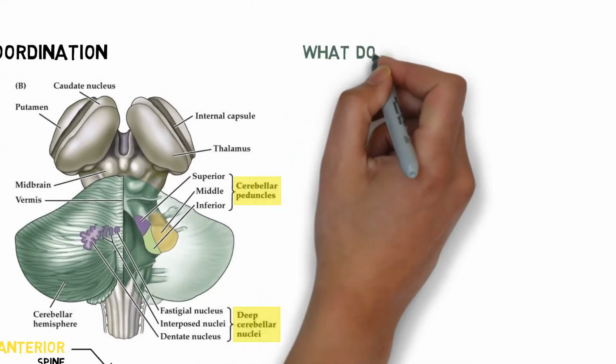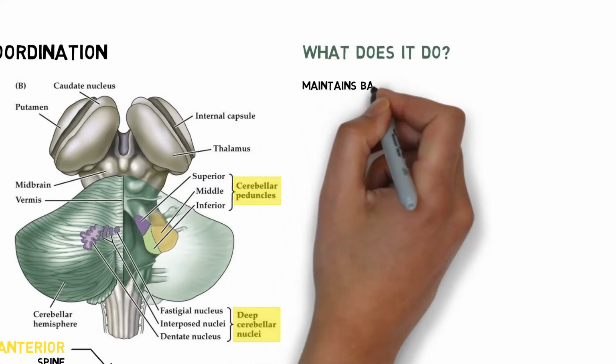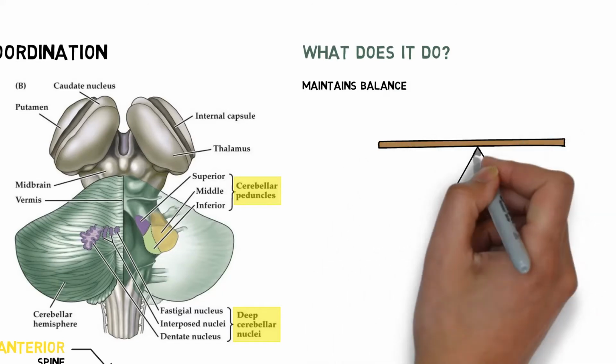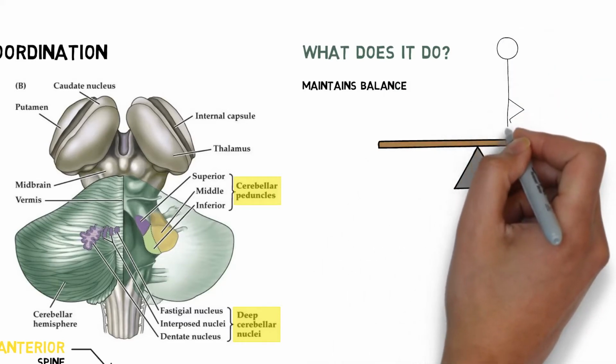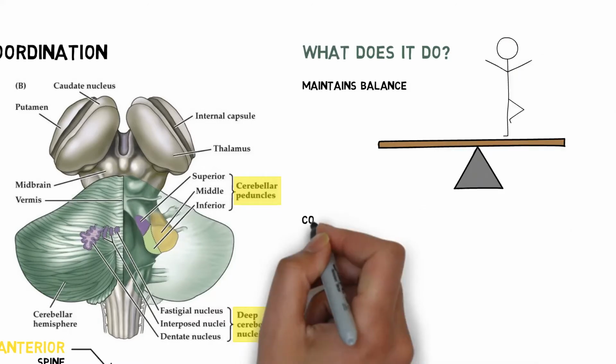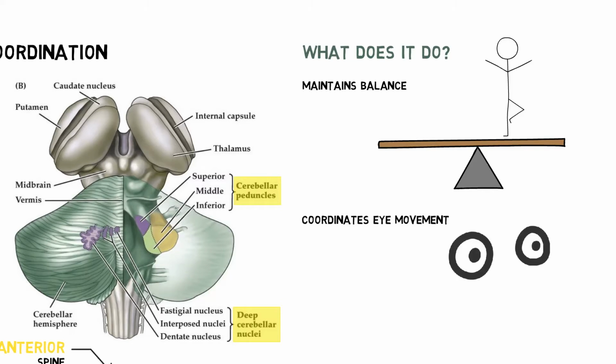So what does the cerebellum do? It maintains our balance by sensing shifts in balance during movement. It coordinates movement by precisely timing the actions of both large and small muscle groups for smoothing out movement. The cerebellum coordinates eye movement, so the eyes move together to maintain focus, even making both eyes move inward to the nose or outward to the temples.